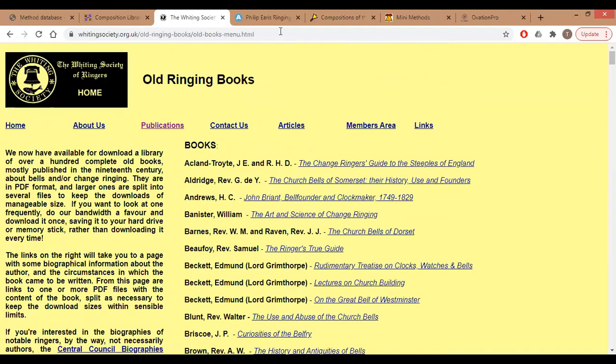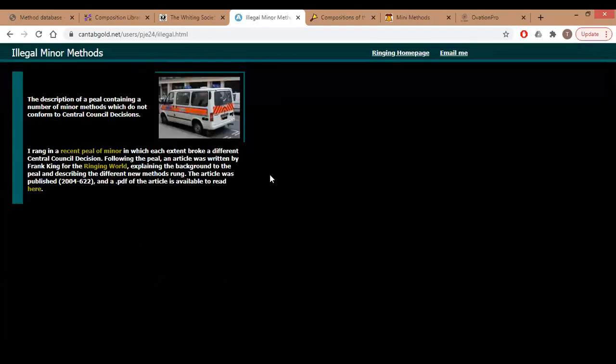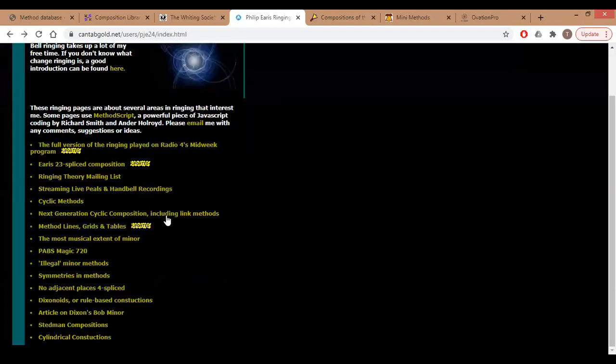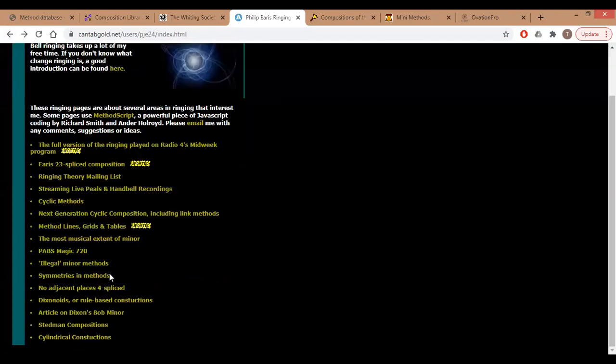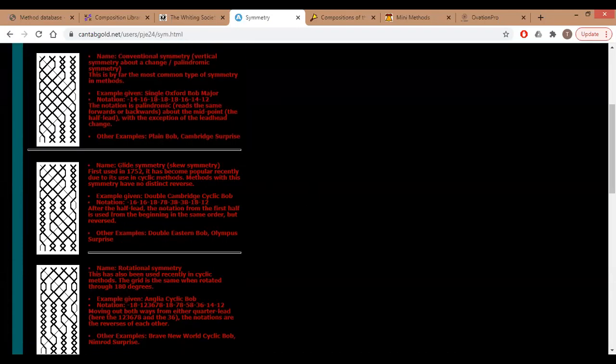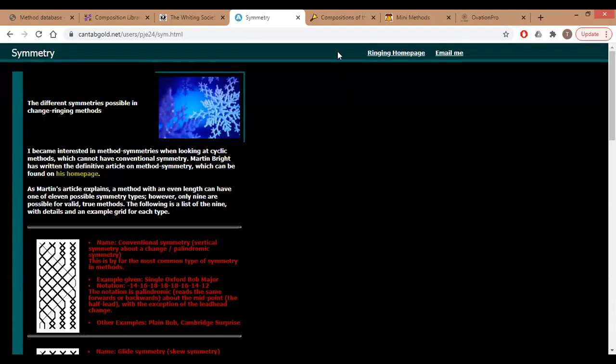If you want to find out more about illegal methods, the place to go would almost certainly be the website of Philip Earis, who's got a section about illegal minor methods and a page about Dixon's Minor, and another page, which I would have talked about if we'd had time, about method symmetry. It's quite complicated, but it's an interesting thing to have a look at if you get bored any time in the next couple of weeks.